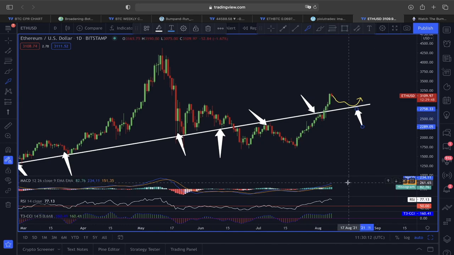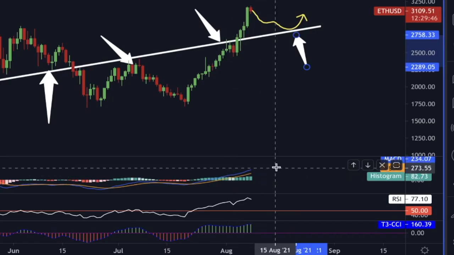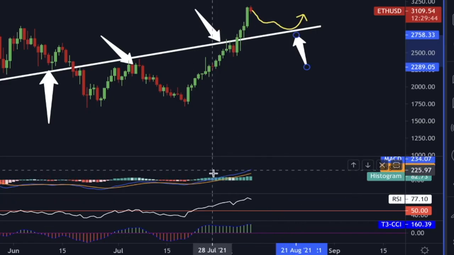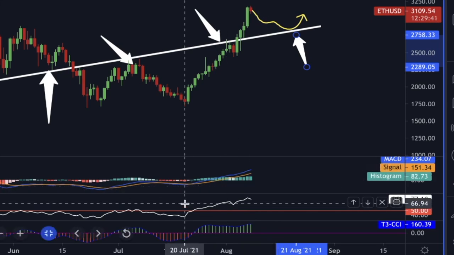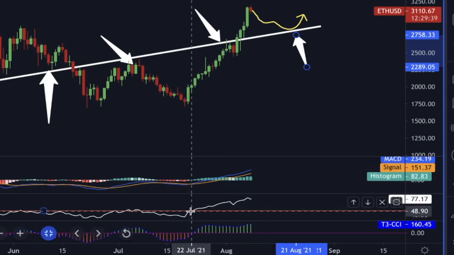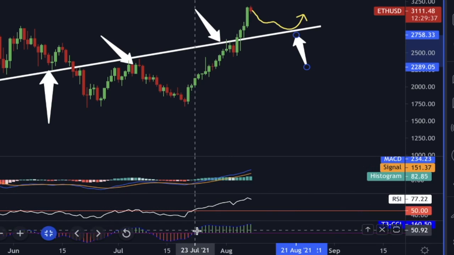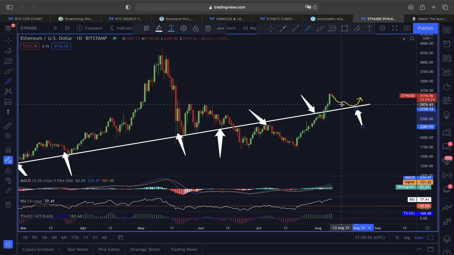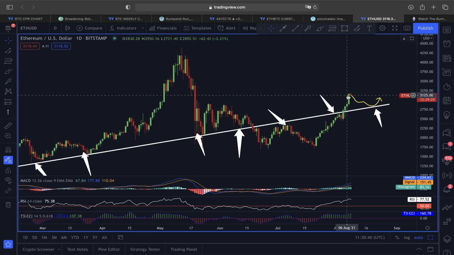Because if you look at these indicators to the downside, MACD is a bullish MACD cross and also in a positive territory, very good sign. RSI line is clearly above the 50 level, that is also a very good sign. And also the T3CCI is indicating the bulls are slowly taking control over the market, right? So this is a very good scenario playing out for both Bitcoin and also Ethereum.